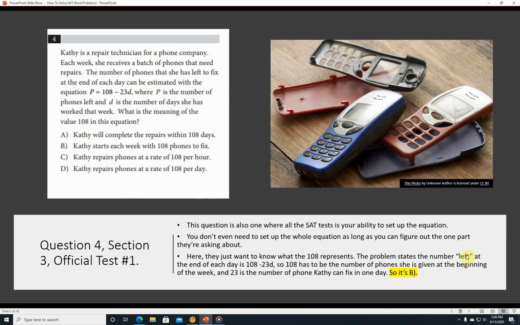Well, the problem states the number left at the end of each day is 108 minus 23D, so 108 has to be the number of phones she's given at the beginning of the week, and 23 is the number of phones Kathy can fix in one day. Should be number of phones, not phone. Oh well, sue me if you don't like it. Anyway, we can see obviously she does 23 a day, because it's 23 times the number of days, and it's subtracted from 108. So it has to be B, that Kathy starts each week with 108 phones to fix.